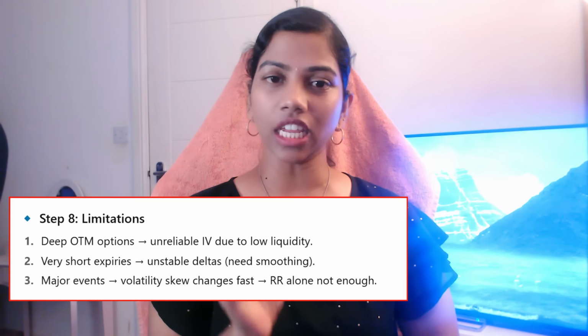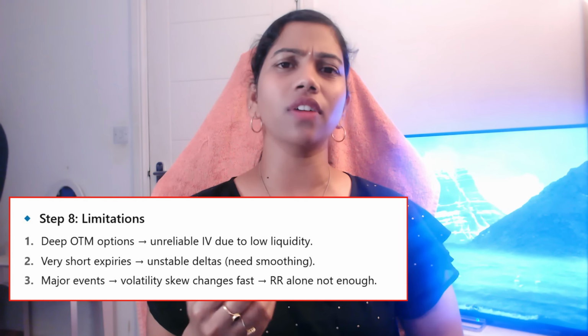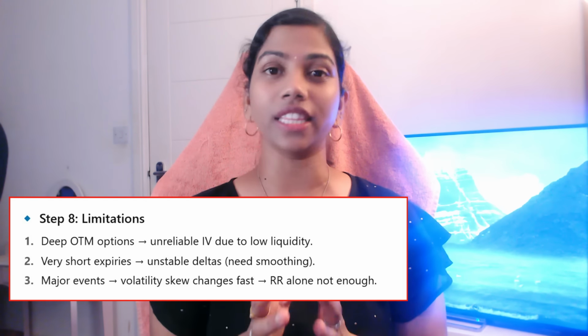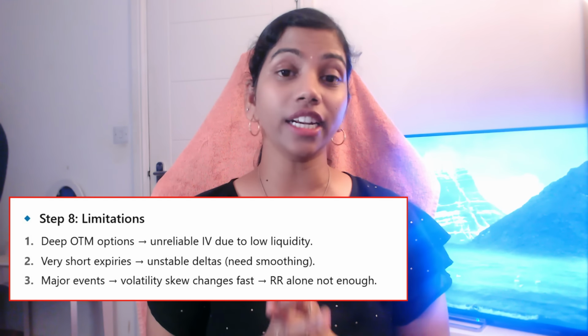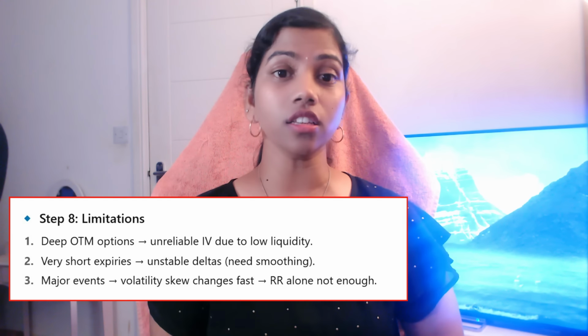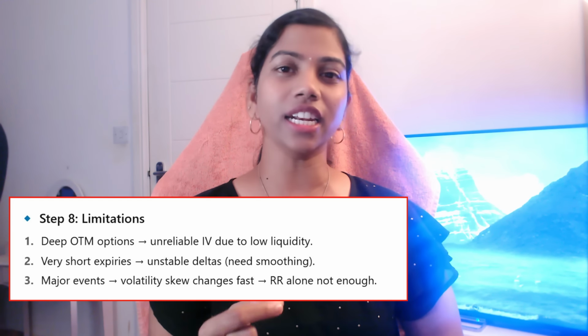Trading is more of an intuition based art. One thing works for one person and it may not work for others. So I believe to be successful in trading, that individual has to create his own strategy. Anyway, here are some limitations we should know. First, deep out of the money strikes may have unreliable implied volatility, so please be careful with liquidity there. Second, very short dated options like one day expiry can have erratic deltas, so some smoothing is needed in those cases.